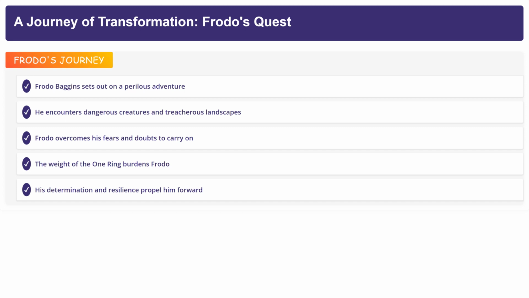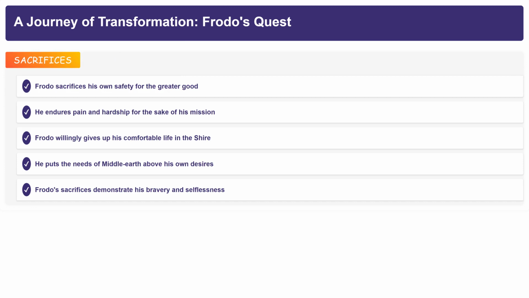Frodo Baggins embarks on an epic quest to destroy the One Ring. His journey is filled with peril and challenges, as he confronts dangerous creatures and treacherous landscapes. Despite his fears and doubts, Frodo finds the strength to continue. However, the weight of the ring takes a toll on his physical and emotional well-being. Nevertheless, Frodo's determination and resilience drive him forward towards his ultimate goal.